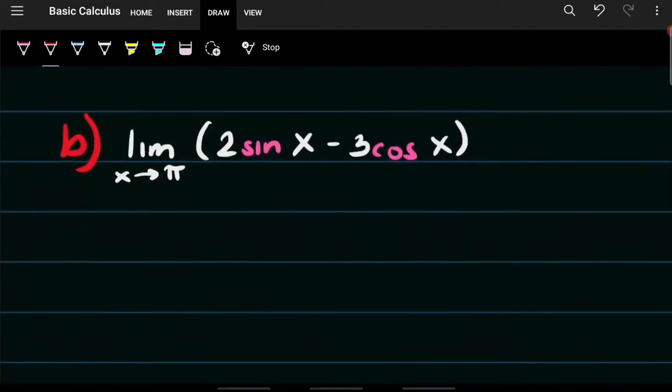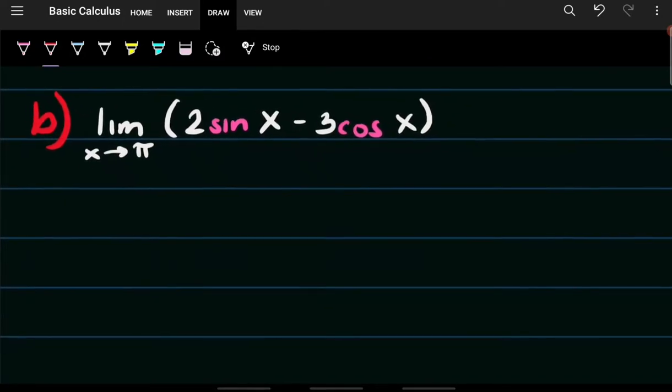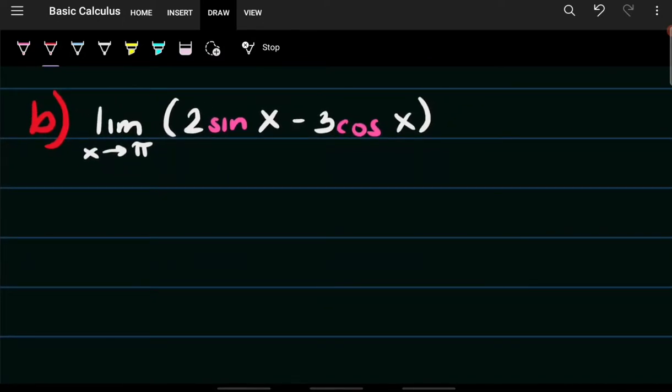Next, example letter B. So guys, please try to answer example letter B. Let's pause the video and then double check your solution.